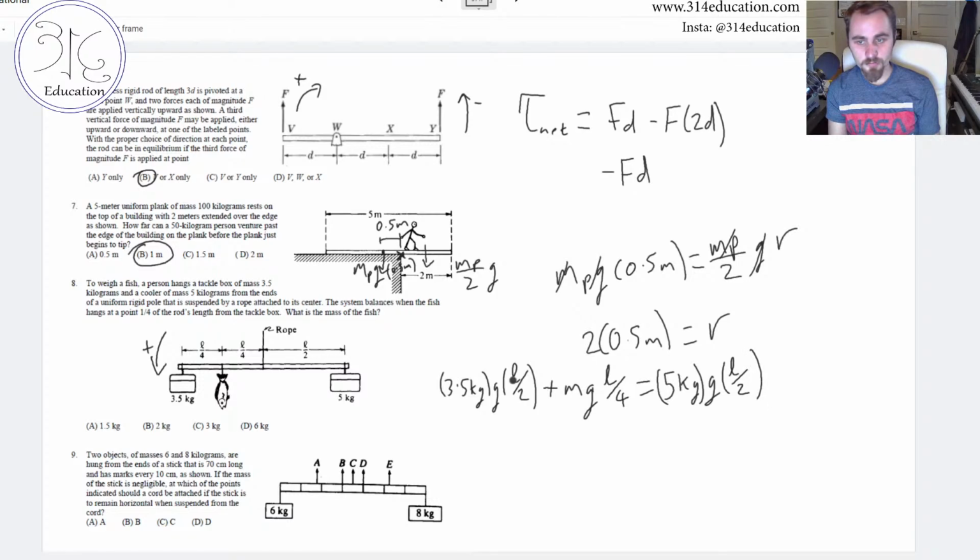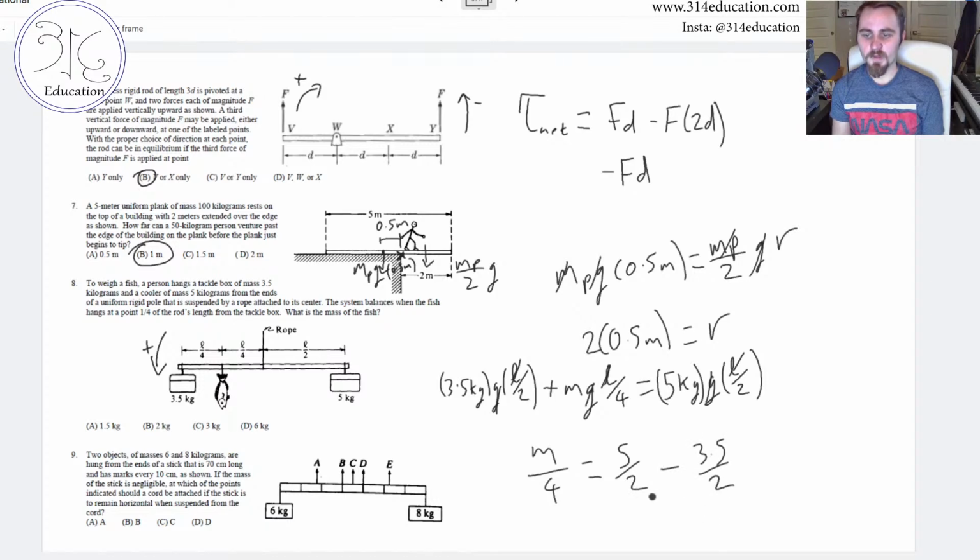So now we want to solve this for m. Let's start by canceling all of our g's. In fact, we can even cancel all of our L's, although we do still keep the fractions. And so let's bring this 3.5 over. That gives us m over 4 is equal to 5 over 2 minus 3.5 over 2. And so that's 2.5 minus 1.75. That looks right. And that is going to be 0.75. Yeah, that looks right.